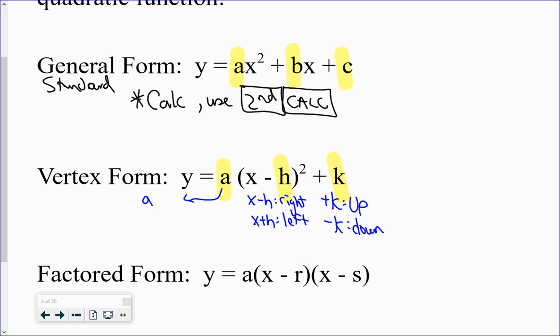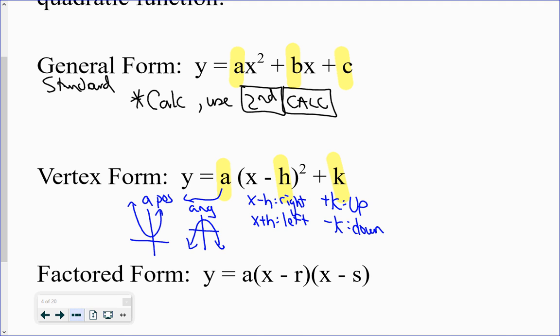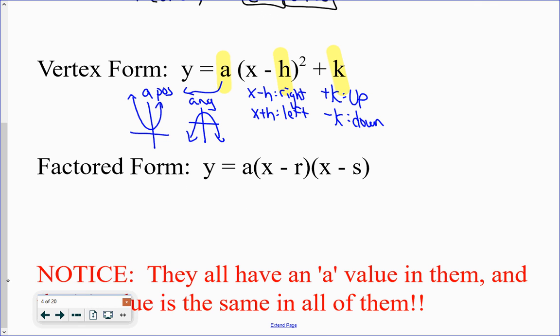And then we learned that when a is a positive number, we have a smile, and when a is a negative number, we have a frown. Okay? And then lastly, factored form. What factored form is really good for is, again, the a value. If it's positive or if it's negative, it tells us the same thing as it does there. But this tells us our x-intercepts.